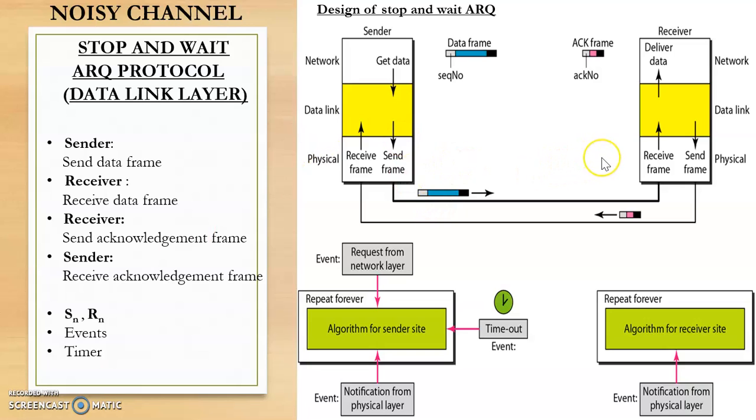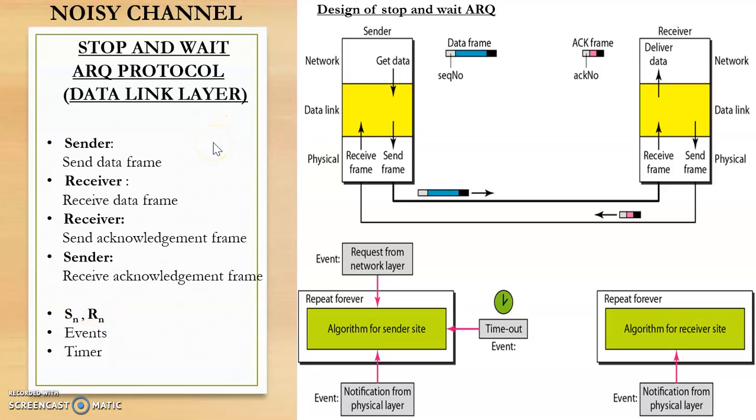So the design is similar to the design of stop and wait protocol which we had discussed in the last video. But over here, the data frame which is sent from the sender to the receiver will have a sequence number, and the sequence number will be denoted by SN. Similarly, the acknowledgement frame which is sent from the receiver to the sender will have an acknowledgement number which is denoted by RN.